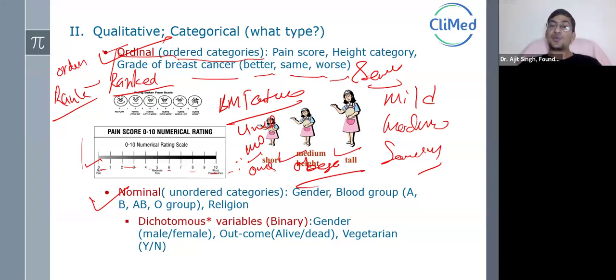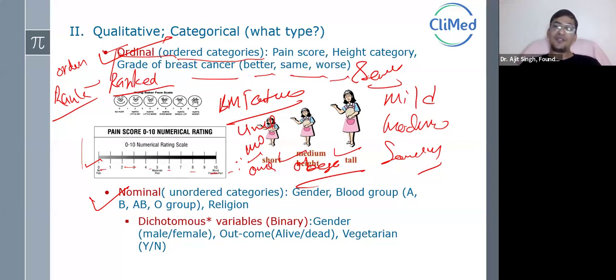Okay. Then another type is where there is no rank. There are categories, but there is no rank. Like religion: we have Hindu, Muslim, Christian, Buddhist, Parsi, Sikh. Can we tell which one is number one, which one is the last? We cannot tell which one is superior, which one is inferior. There is no specific rank, no specific order. So these kinds of categories are called nominal categories.